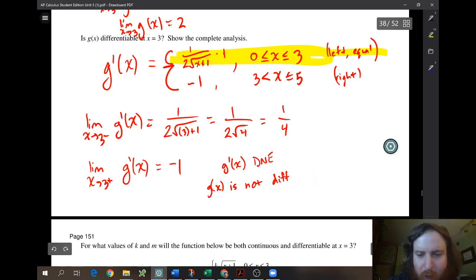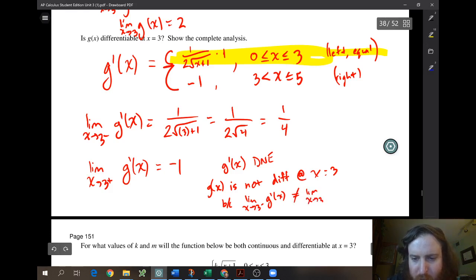That was the what, we need our where. At x equals 3, and then the y is because the limit as x approaches 3 from the left side of g prime of x does not equal the limit as x approaches 3 from the right side of g prime of x. So my what, my where, and my y.